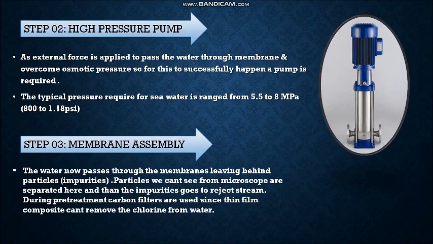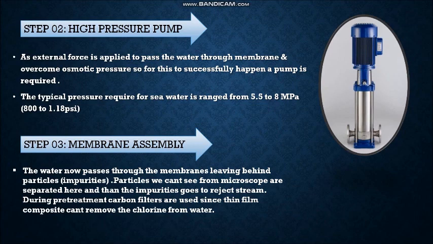Step number 2, high pressure pump. Since we have to provide an external force which will cause the water to pass through the membrane and overcome the osmotic pressure, a device is needed to fulfill the condition. For the completion of the process, a pump is used to apply high pressure to the feed water. The typical pressure required for seawater ranges from 5.5 to 8 megapascal, 800 to 1,180 psi.